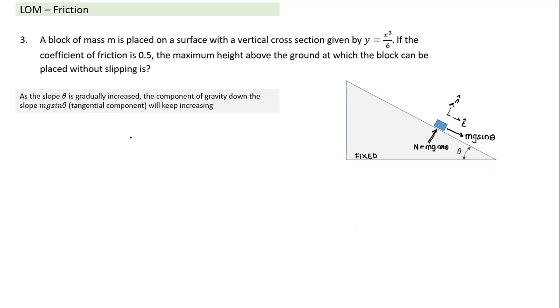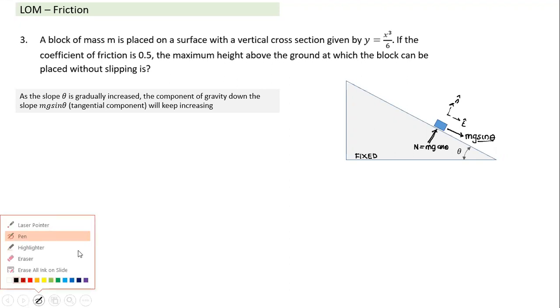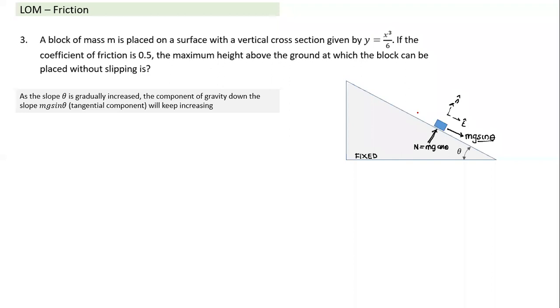As we keep increasing theta, mg sine theta increases, since sine theta is an increasing function. So what has to happen? This is the tangential part. What is the role of the tangential component of force, which is friction force? Friction force will tend to make the tangential acceleration zero. How would it make tangential acceleration zero? By applying an equal and opposite force. This is how the direction of friction force will act.